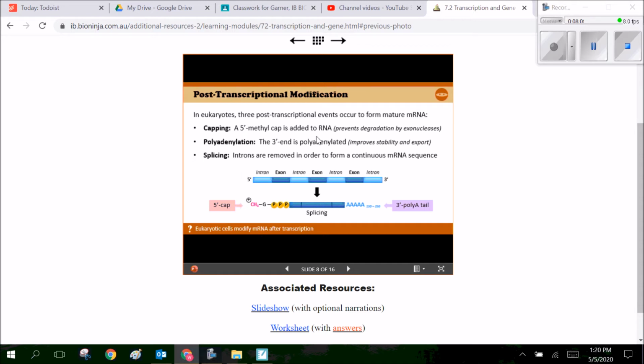Think of it this way. We made a copy of the blueprints, and then we edit them down to just the bare essentials of what we need to know, and then we send them out. So we basically make those little modifications. It's called post-transcriptional modification. It happens after transcription, and it modifies the mRNA so that we just have a set of instructions that are completely edited and ready to go.